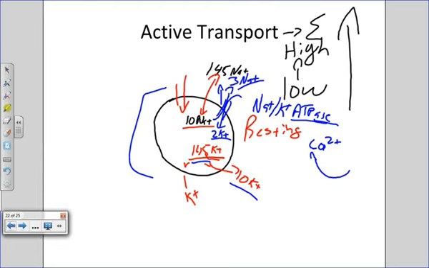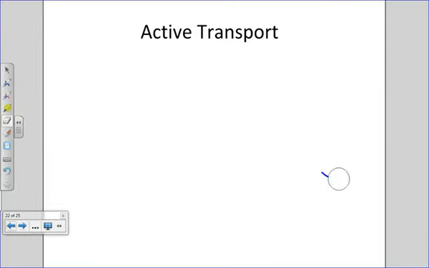Now, lastly, I talked a little bit about bulk transport, and there are 2 major types of bulk transport that happen in the body, and that's what's called exocytosis and endocytosis. Exocytosis and endocytosis.